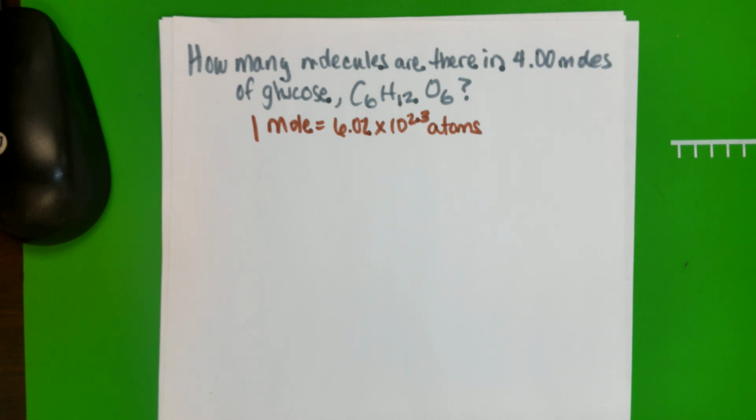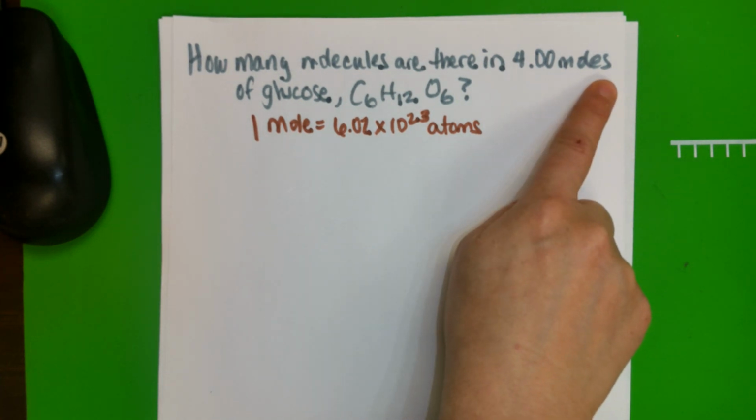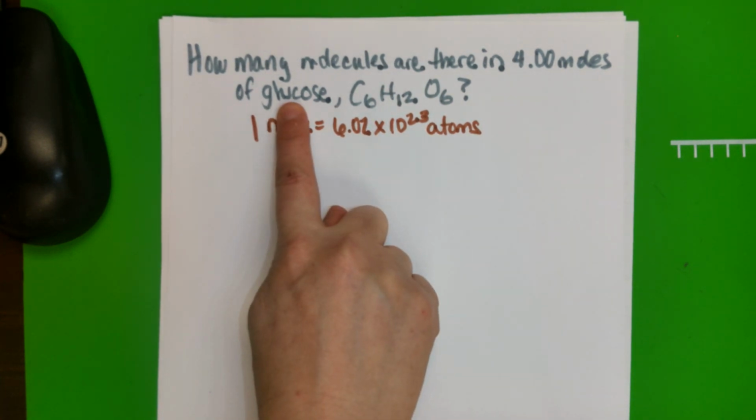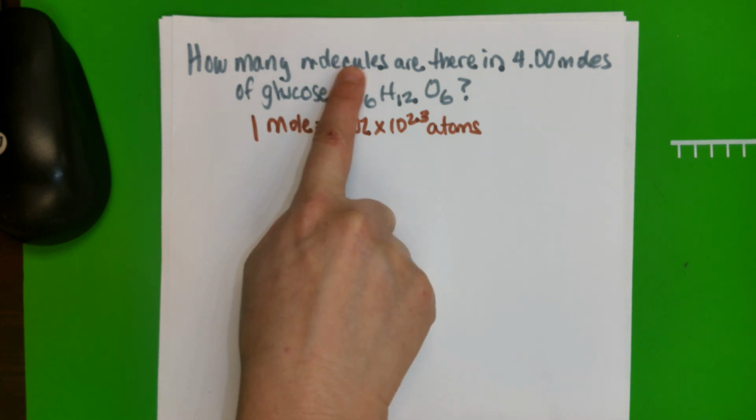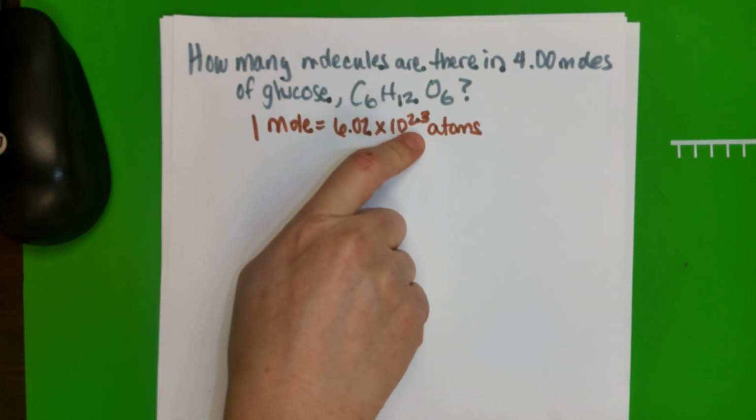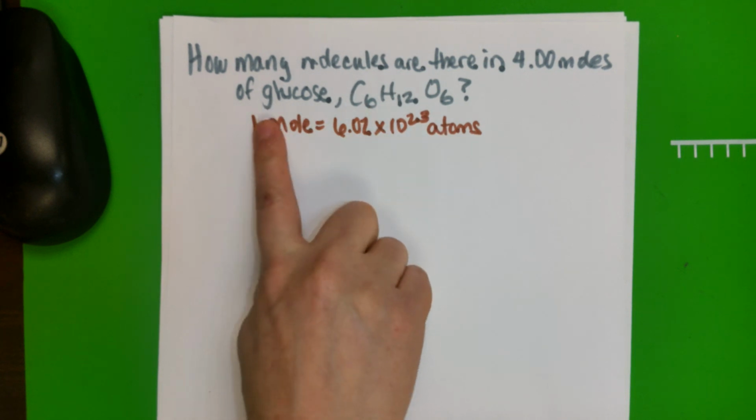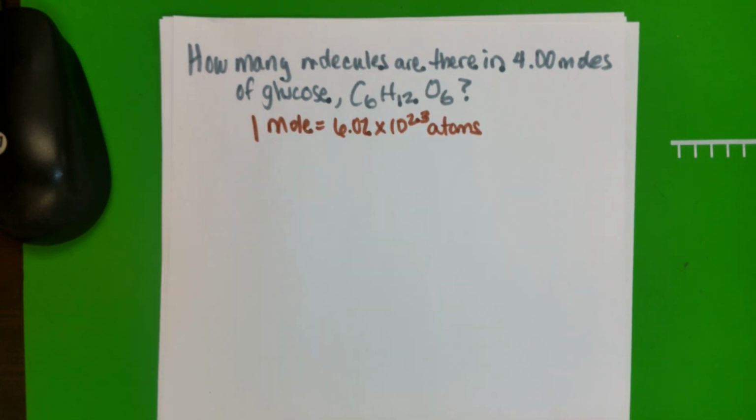Okay, guys, now let's look at a different problem. How many molecules are there in 4.00 moles of glucose? Now, keep in mind molecules and atoms mean the same thing here, so we're basically doing the same thing.